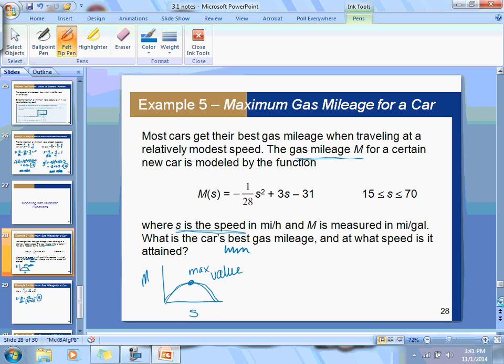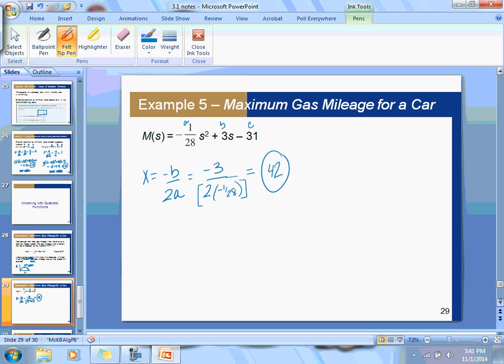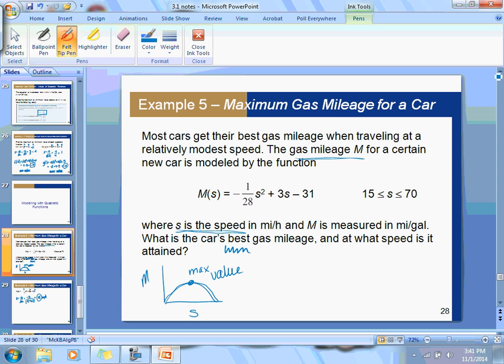But the question asked us to find the fuel efficiency. What is the car's best gas mileage, and at what speed is it attained? So we know half of it. We know it's at 42 miles per hour, but we have to figure out what the best mileage is, how many miles per gallon it gets.